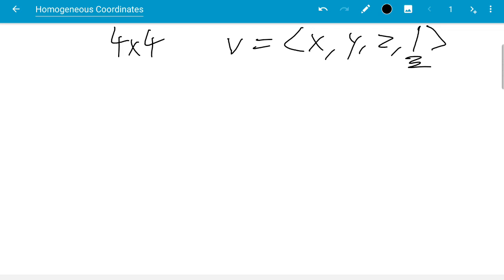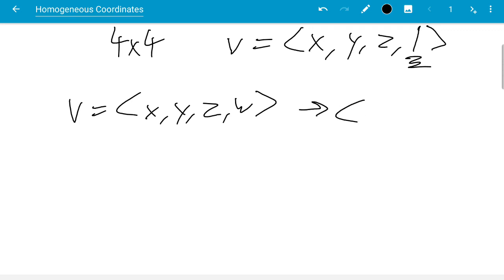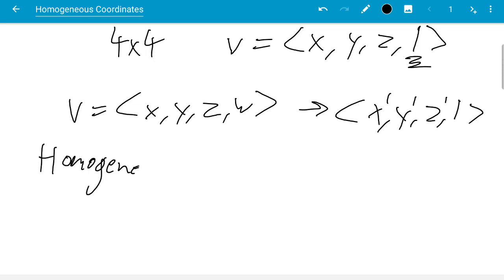We need to make any vector that is x, y, z, and some other value, let's say w, and turn this into x, y, z. Let's make these primes because they could be different. And we want a w of exactly 1. So we want to do this kind of operation that does this. Homogeneous normalization is the step we need to take here.